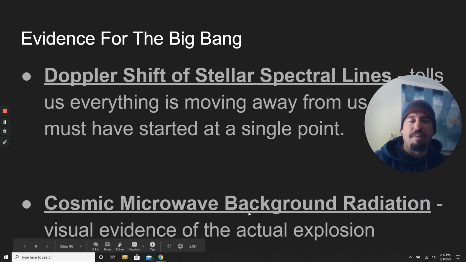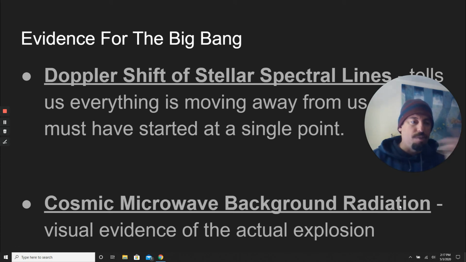The other one is the cosmic microwave background radiation, which is what I talked about last week, which is the visual evidence that occurred during the Big Bang. It happened when electrons coupled to the atoms themselves, and it allowed light to freely flow.